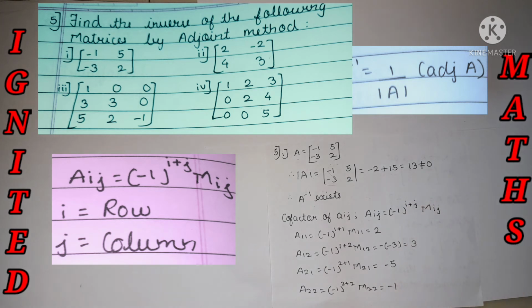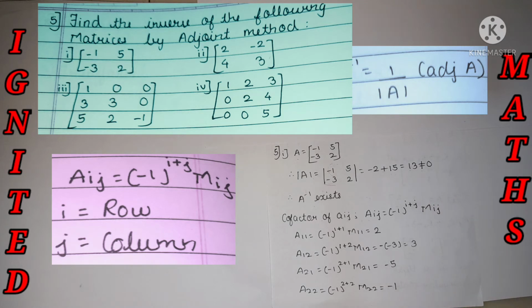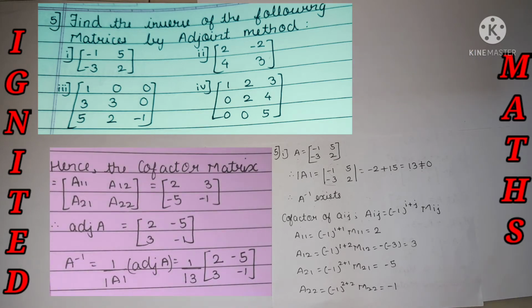First, the determinant of A should not be equal to 0. If it is not equal to 0, then A inverse exists, and we proceed with the solution. Then find the cofactor. For that we need to be very strong with the minor elements as we have done previously. So we have found the cofactors accordingly, and we represent them as a cofactor matrix.